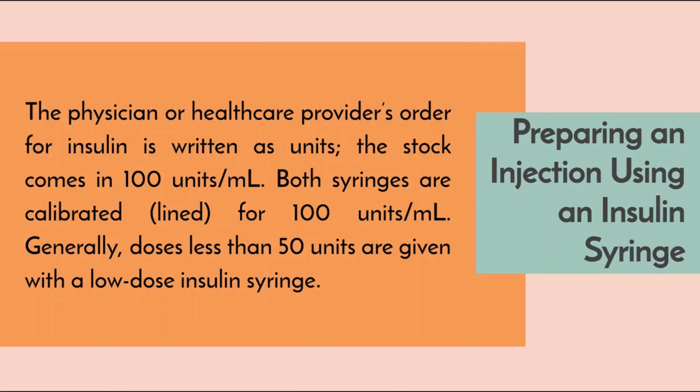Preparing an injection using an insulin syringe. The physician or healthcare provider's order for insulin is written as units. The stock comes in 100 units per ml. Both syringes are calibrated or lined for 100 units per ml. Generally, doses less than 50 units are given with a low-dose insulin syringe.